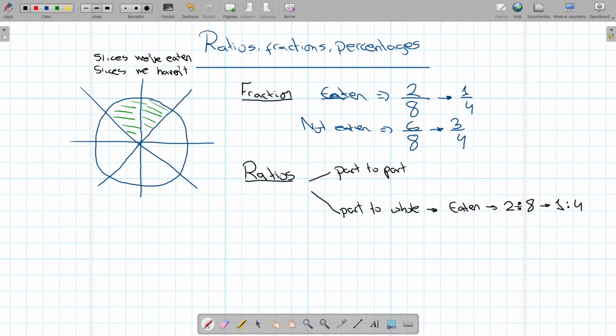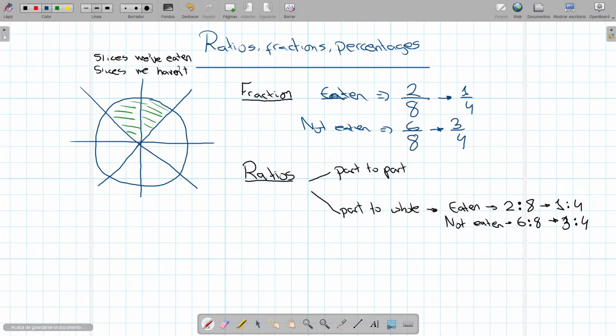As you see, it's very similar to the fraction in that we represent the part and then the whole, with two points, a colon, in the middle, and then again it has to be simplified. Not eaten would be 6 to 8, which would be 3 to 4. But as I said, this is not so common.